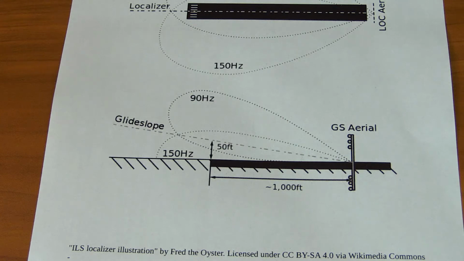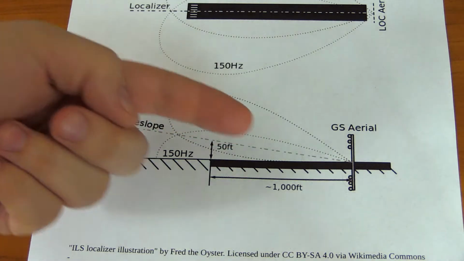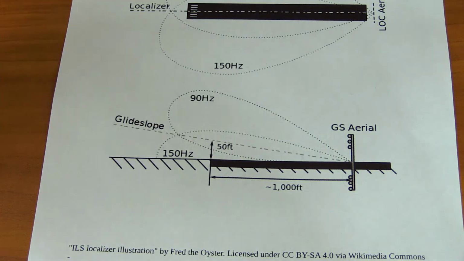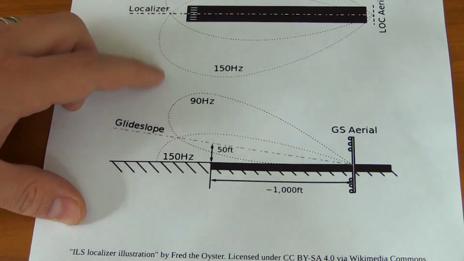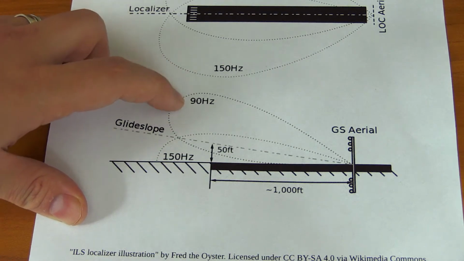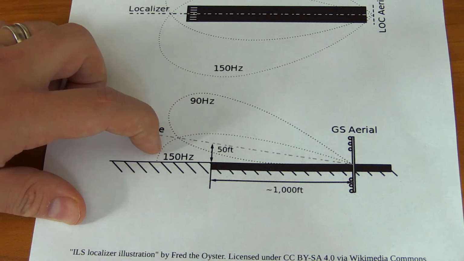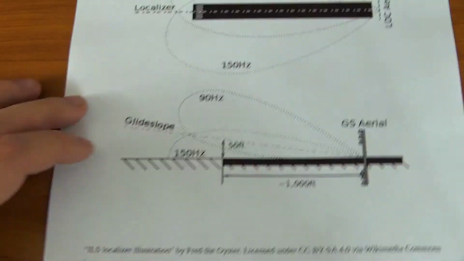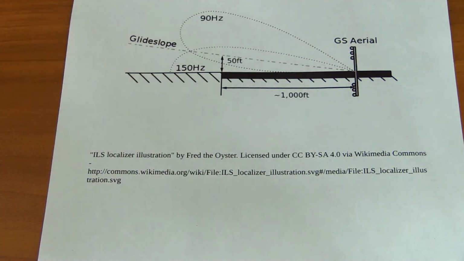If both tones have the same intensity, you're on the right glide slope. If you hear one of the tones stronger over the other, obviously you're off, and you can tell the direction too. If your 90 Hz tone is dominating, then you're too high. If the 150 Hz tone is dominating, you're too low. It's as simple as this. And since I took this off Wikipedia, here is the Creative Commons attribution. But so it's a very simple principle.